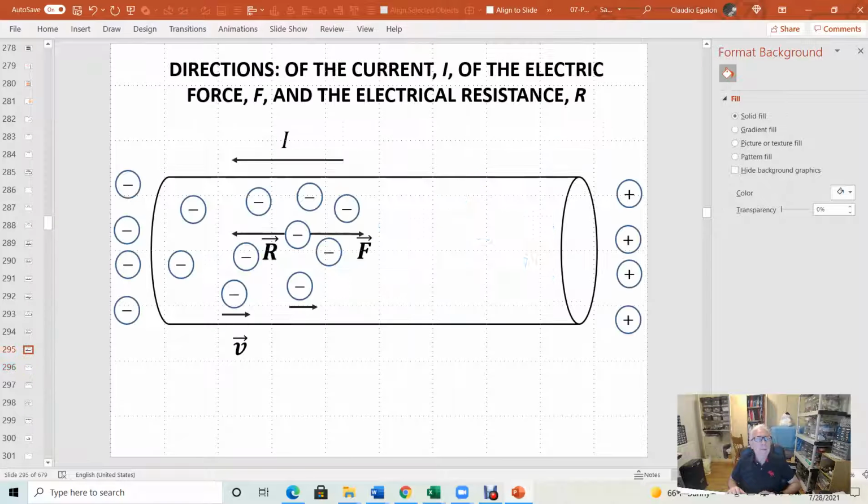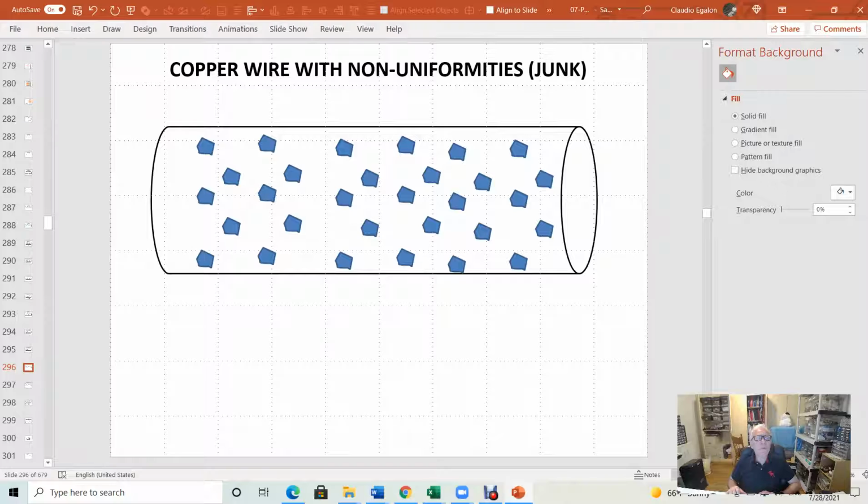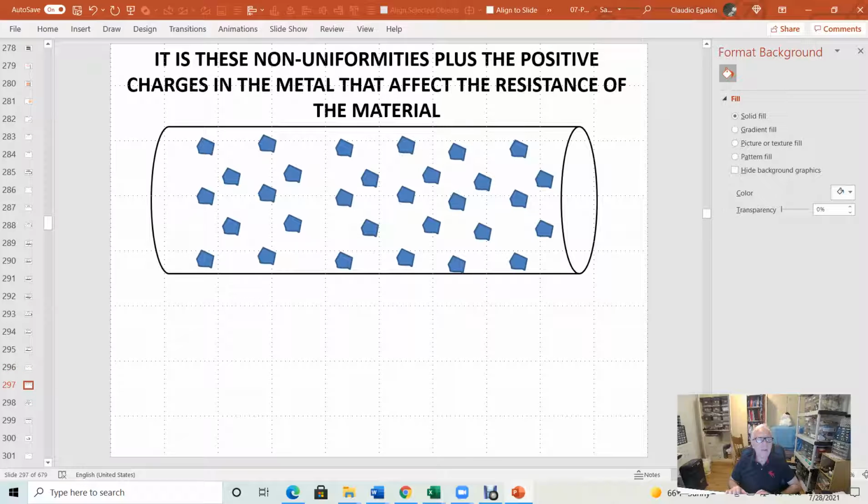Okay? This resistance is due to non-uniformities in the copper wire. Every material has some junk in there. Not just junk, but also positive charges that attract the electrons, don't let them move, things like that. That's the picture that you have to have of the electrons inside. It is those non-uniformities, and the positive charges in the metal, that affect the resistance of the material.